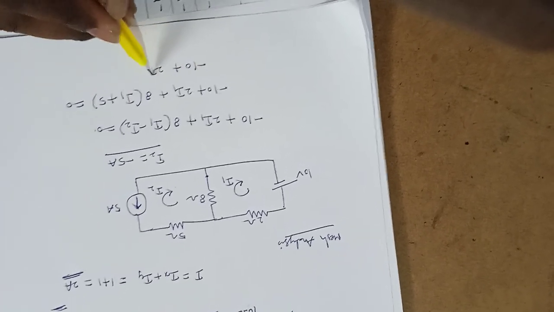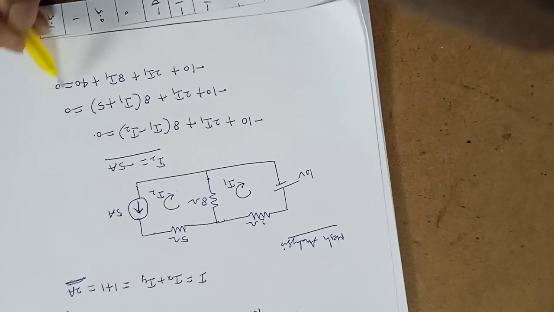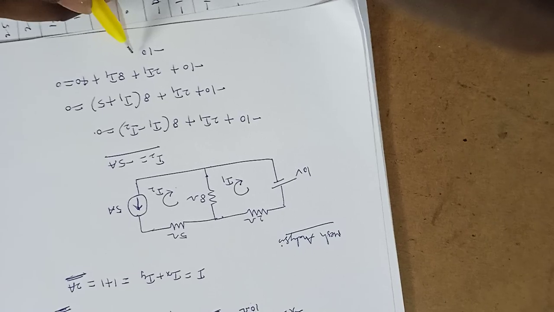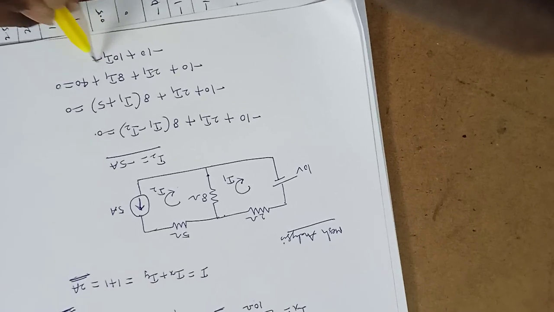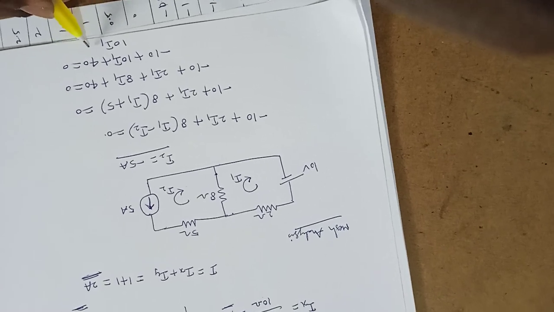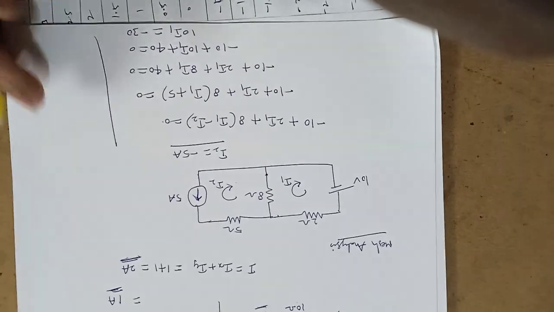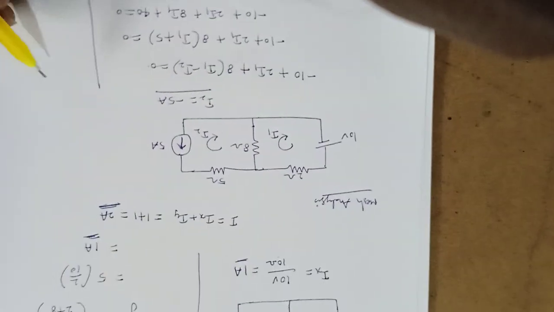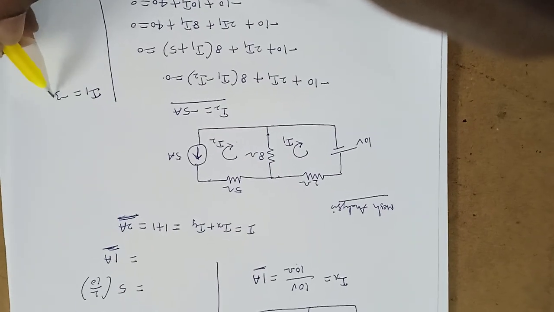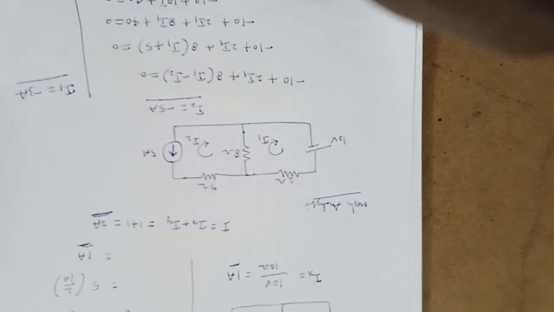Minus 10 plus 2I1 plus 8I1 plus 40 is equal to 0. So minus 10 plus 10I1 plus 40 is equal to 0. So 10I1 is equal to minus 30. Therefore, I1 is equal to minus 3 amperes. And we know I2 is equal to minus 5 amperes.